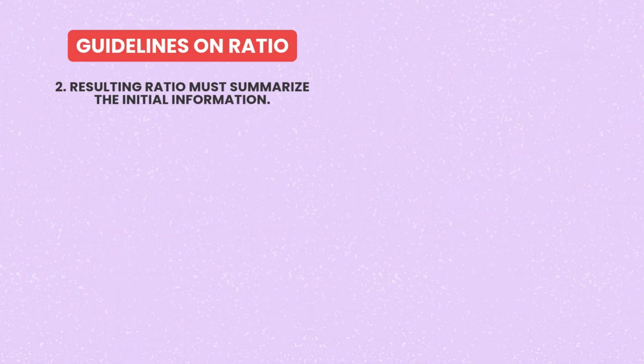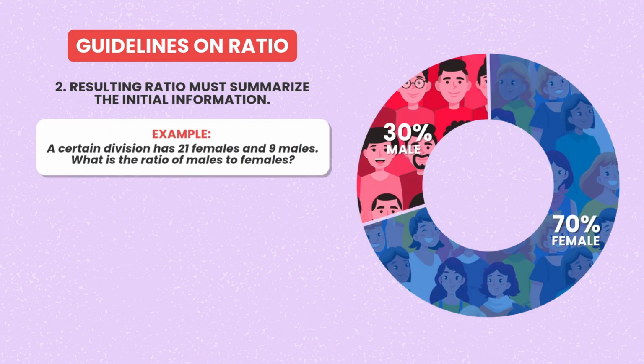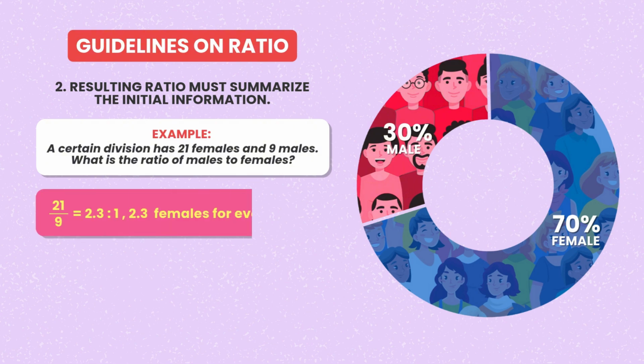Another guideline to remember when computing for ratios. The resulting ratio must summarize the initial information. For example, a certain division has 21 females and 9 males. What is the ratio of males to females? To get the ratio, divide the count of one group by the other group. The resulting value is the ratio of the value of the numerator to the second group, expressed initially as a base of 1. So 2.3 is the value for females, and will have a base of 1 male.